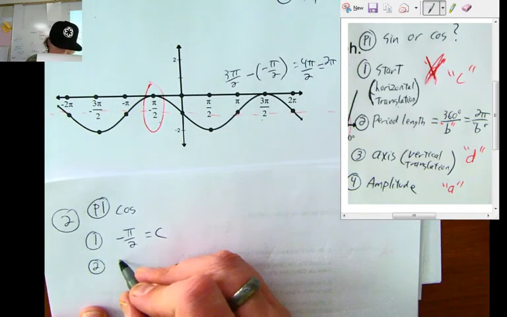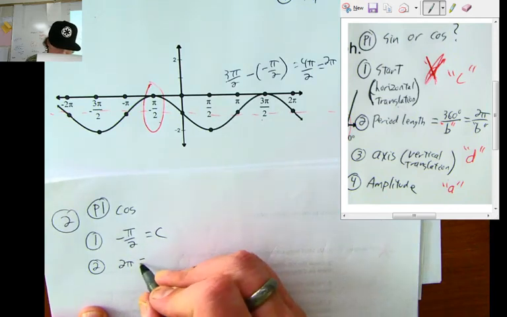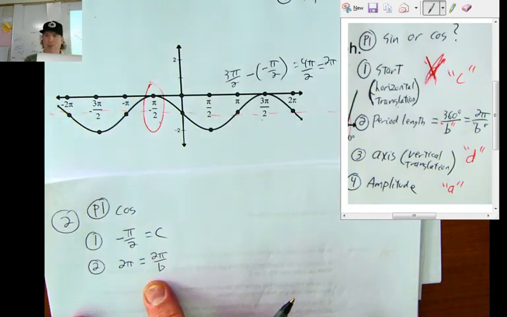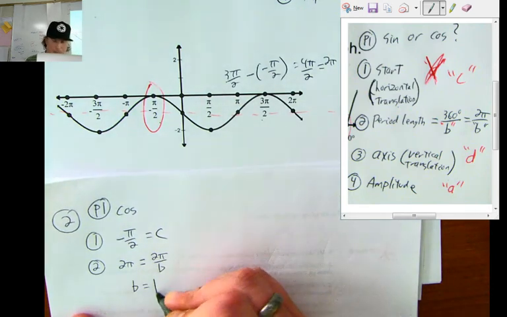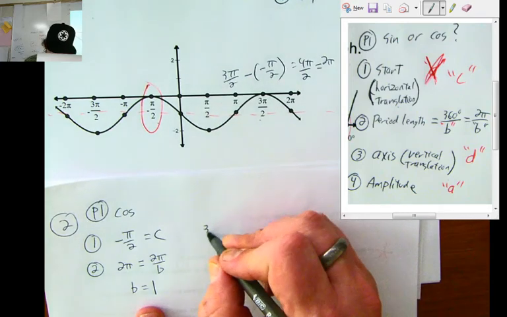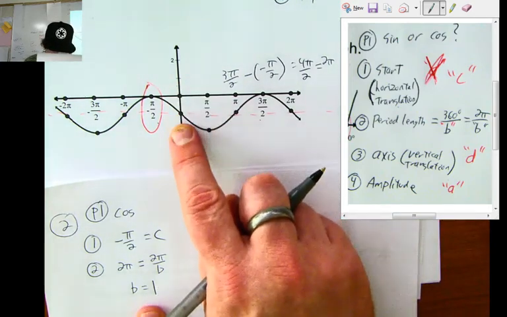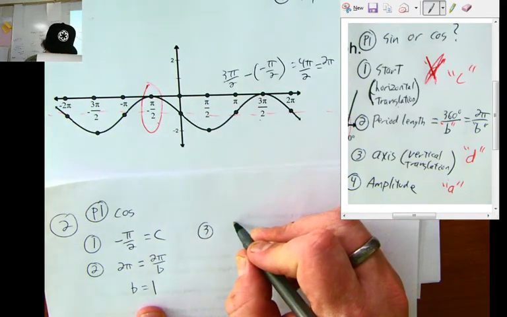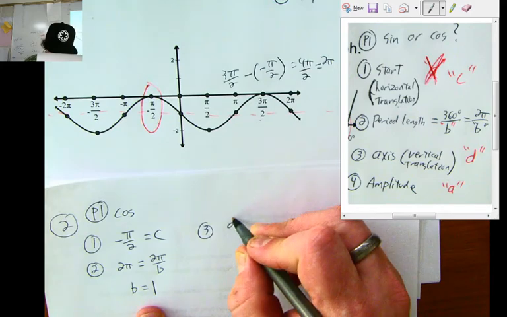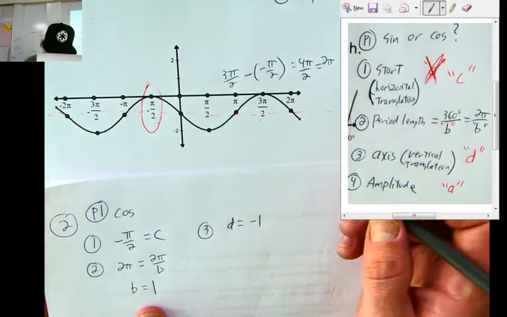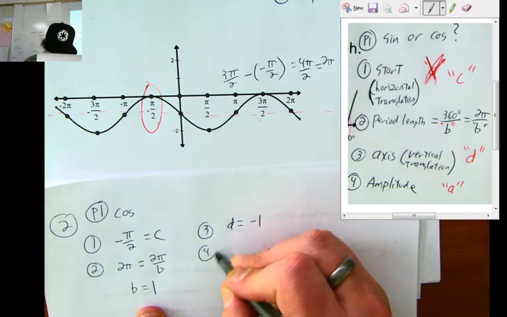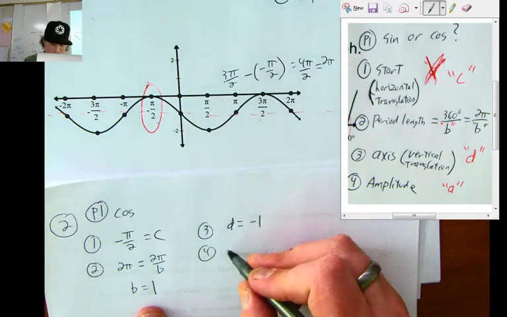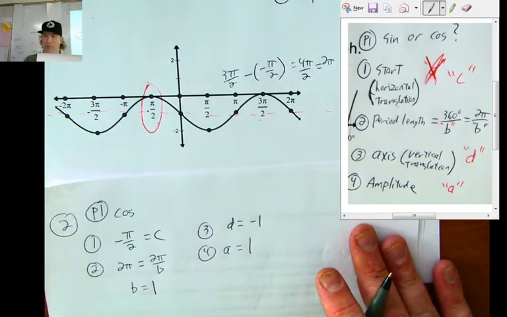So the period length is 2 pi, so 2 pi equals 2 pi divided by b. Well, that's only going to be true if b is equal to 1. So b is equal to 1. Step 3, the axis. It appears that this axis is down here at negative 1, where I put that red dotted line in. So the d, the axis, is equal to negative 1. And then number 4, the amplitude, it goes from negative 1 up to positive 1. So that's just a normal amplitude. So the amplitude is equal to 1.